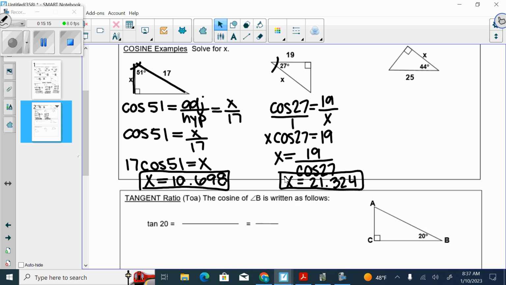All right, last one in this section. What is our equation going to look like for this one? Cosine of 44 equals what? So what's the ratio for cosine? Adjacent. And which side is adjacent to the 44? X. Right, so x over 25.